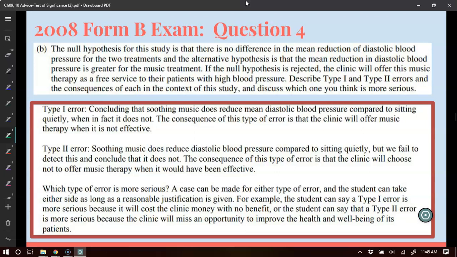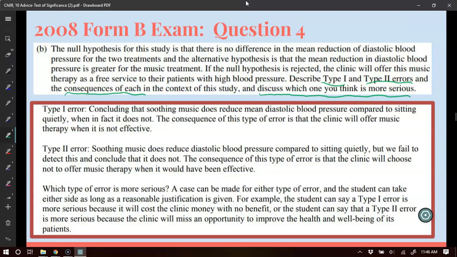It's a good question because you're asked type 1, there's 1, there's 2, describe a type 1 error, describe a type 2 error, consequences of each. So there's 4 things you need to answer. And then why is one more serious? This is really 5 questions that you have to answer here.